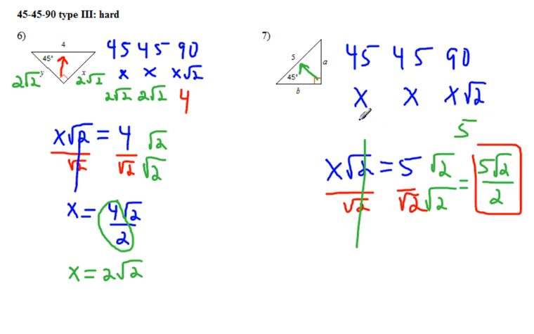So there's our x. That means, for the sake of this problem, a, this part, is 5 root 2 over 2, and b is the same, 5 root 2 over 2.